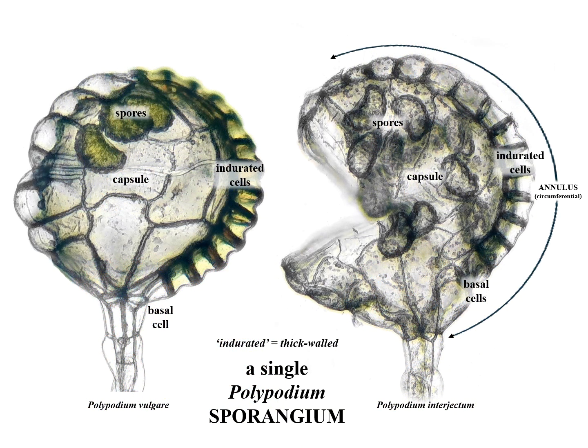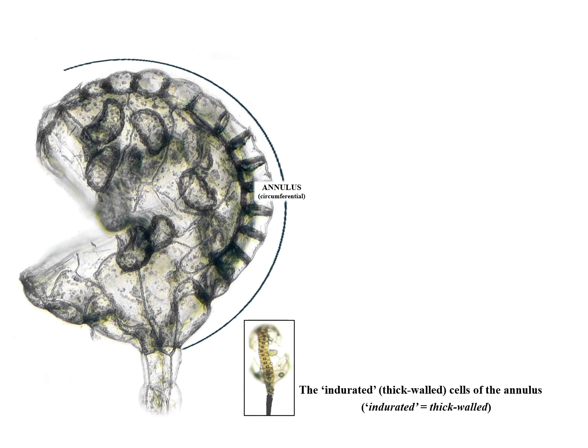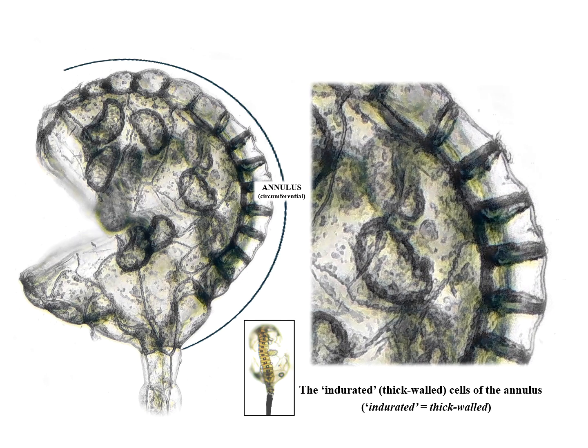Now we'll examine the Polypodium sporangium in microscopical detail so that we may count the main diagnostic characters, the numbers of indurated cells in the annulus, and the 1 to 4 basal cells, depending on species. The annulus, a row of cells around the circumference of the capsule, consists of some cells with normal thin walls and 5 to 15 with walls thickened on their inner and adjacent sides.